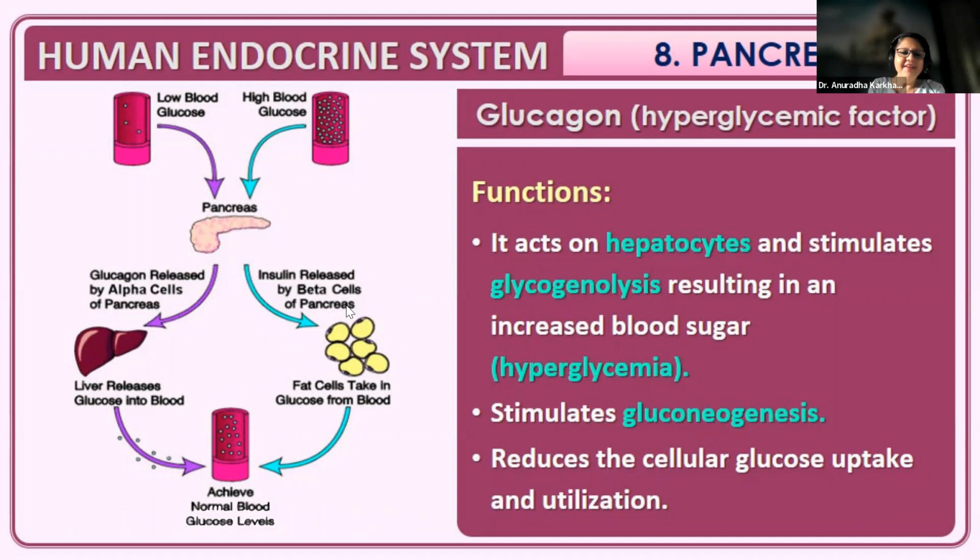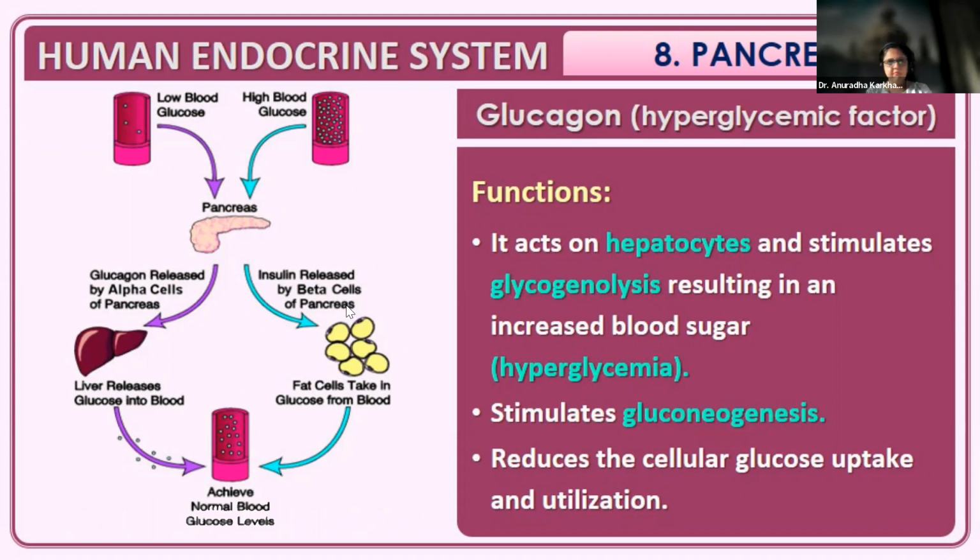Thank you. Yes, cells of the liver. So it acts on the liver cells and stimulates glycogenolysis. Means glycogen ka breakdown. Lysis of who? Glycogen. Glycogenolysis, resulting in an increased blood sugar. So glycogen will be broken down.